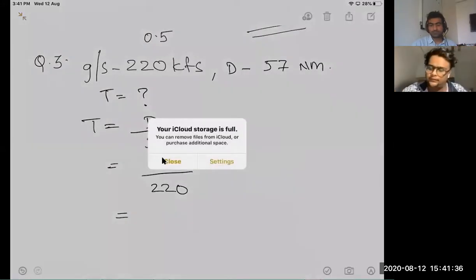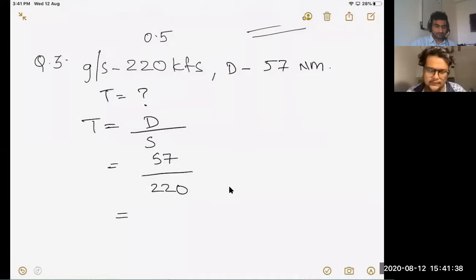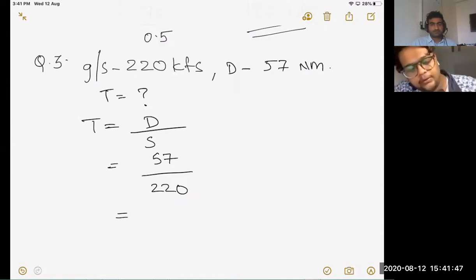So distance is 57 nautical miles, right? Correct. And the ground speed is 220 knots, right? Correct. So duration will be 15.55. Duration is 15.55 minutes. Okay.